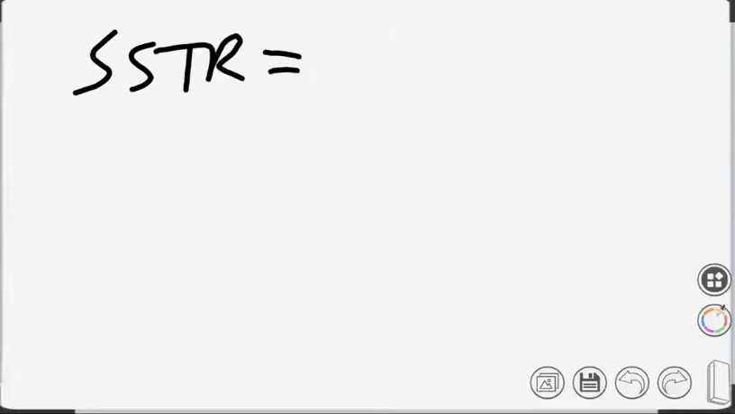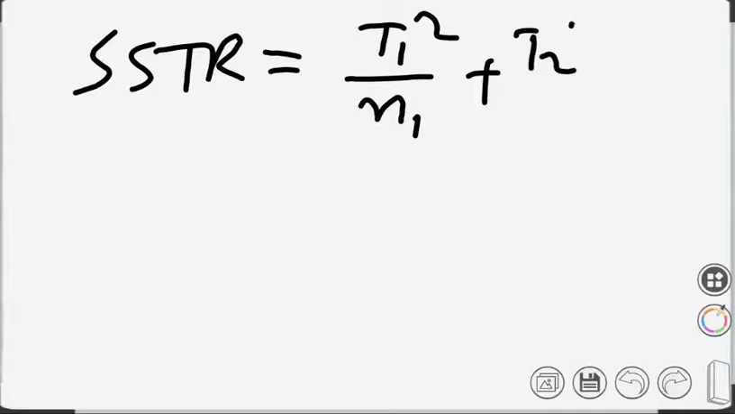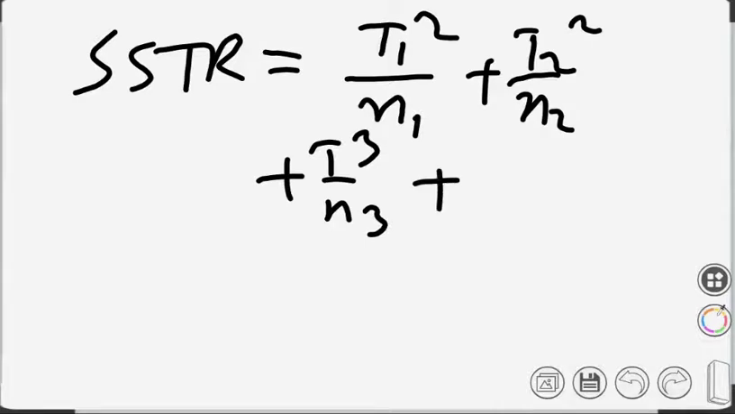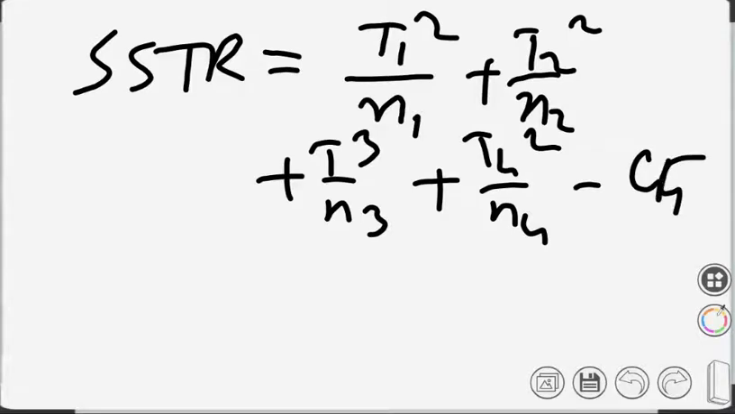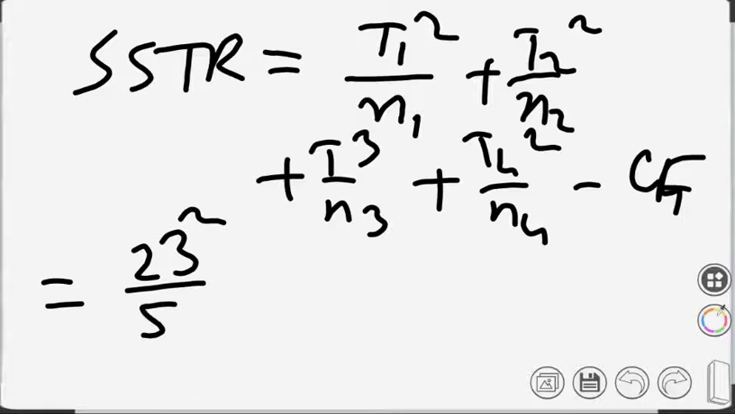SSTR, so what is the formula? Tell me. SSTR is summation of T_j whole square, actually this is T1 square by N1 plus T2 square by N2 plus T3 square by N3 plus T4 square by N4 minus CF. So how much is T1? What did we get for T1? 23. 23 square by N1, which is 5.